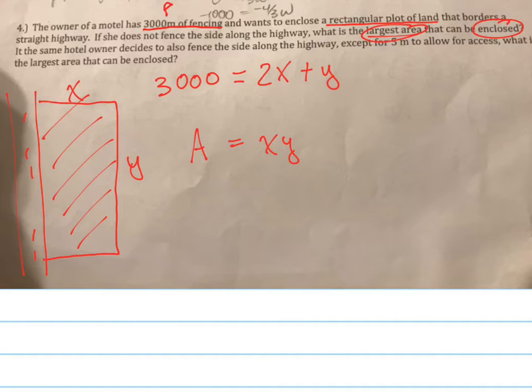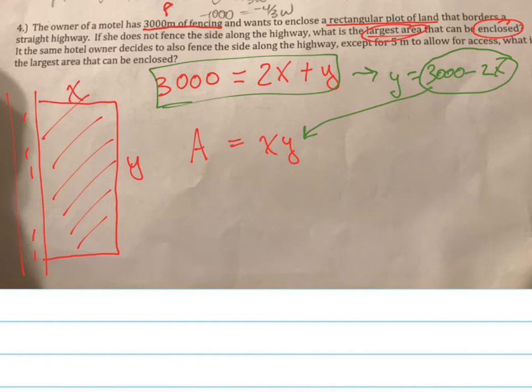But we want to eliminate one of these variables, right? So I'm going to solve this equation. Let's solve it for Y because it's easy. Y equals 3,000 minus 2X. Got it? And let's plug this in for Y right here. So now I have area in terms of what? X times Y. In terms of X. I have area in terms of X if I plug in 3,000 minus 2X.